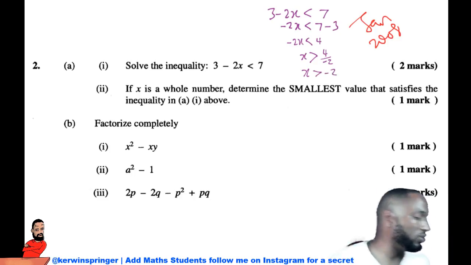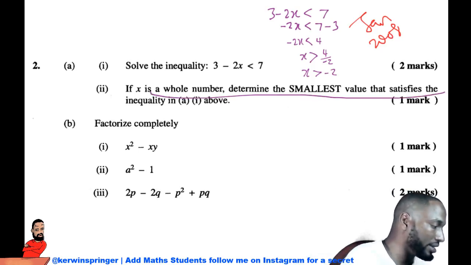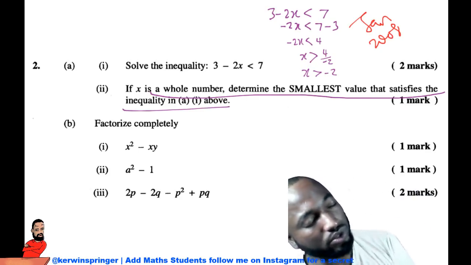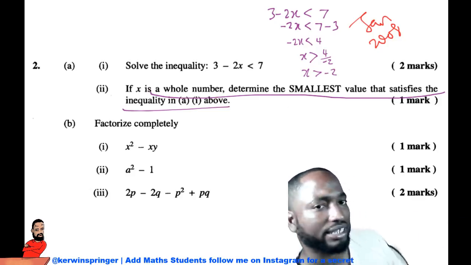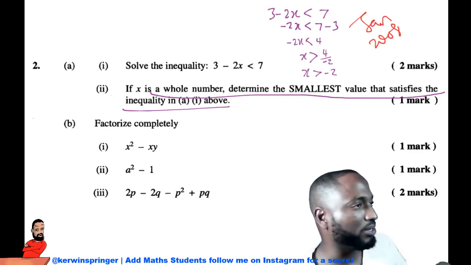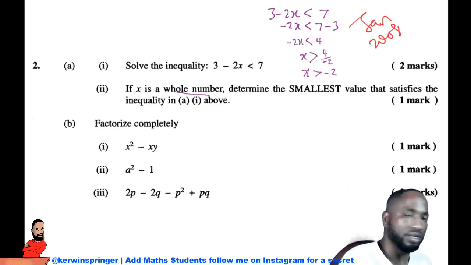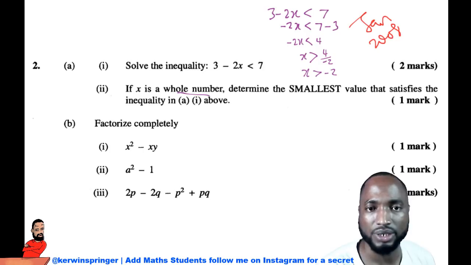Next question. If x is a whole number, determine the smallest value that x can be. Hey, this comes once in a while. After you solve a question on inequality, they will ask you to show your answer on a number line. I'll show you how to show this on a number line. Or they could ask you some kind of weird question like this: what is the biggest whole number, or the smallest whole number, or the biggest integer that will solve it? So a whole number, do you remember what we said a whole number was? We saw it in the syllabus. Let me see if I can just pull this up very quickly.